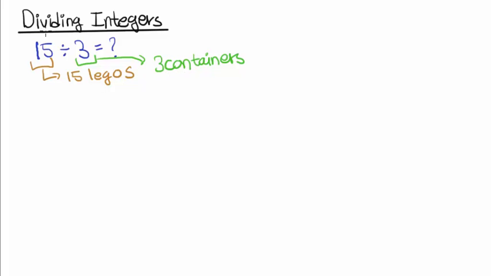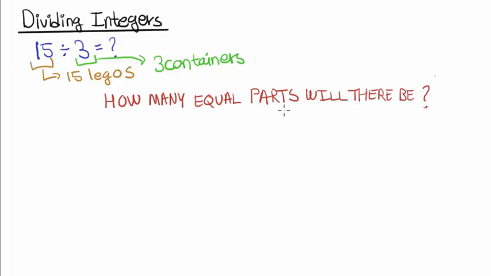When thinking about division, think about it as separating equal parts of something. So basically, if your parent tells you to put 15 Legos into 3 containers, you really need to think about how many Legos will I need to put in each of these 3 containers so that each container has an equal number of Legos. Here's one verbal way of thinking about division. How many equal parts will there be? How many Legos will I put into each of those 3 containers such that each of those containers has an equal number of Legos?